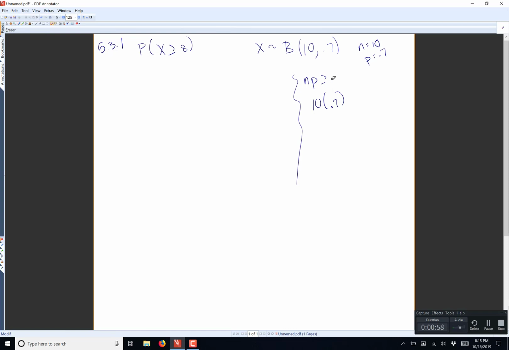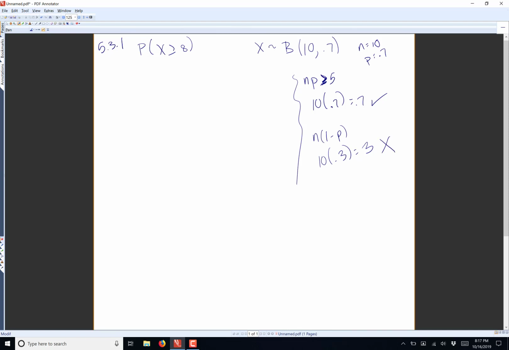Sorry, actually, some textbooks use 10 as a rule of thumb, some textbooks use 5. Our textbook says 5. Now that's just if you really want to make sure you'll be accurate, use 10. If you're okay with it being pretty accurate, you can use the 5 rule. So 10 times 0.7 equals 7, so that's good. And then if we check n times 1 minus p, that's going to be 10 times 0.3, which is 3, which is not big enough. So we did get 3, that is not at least 5.